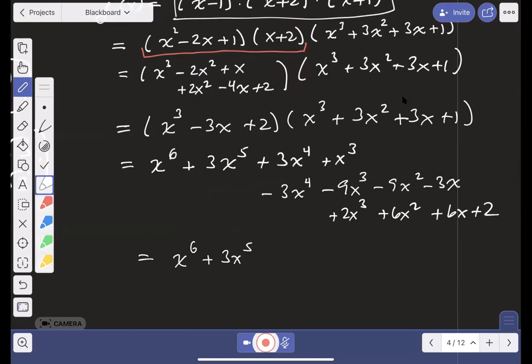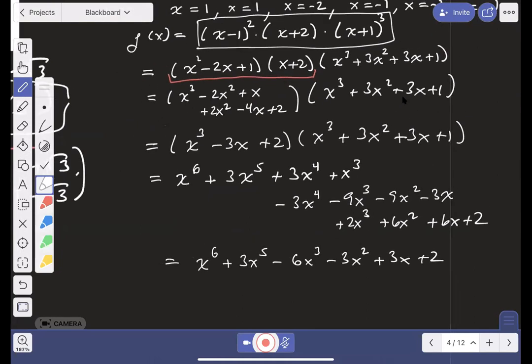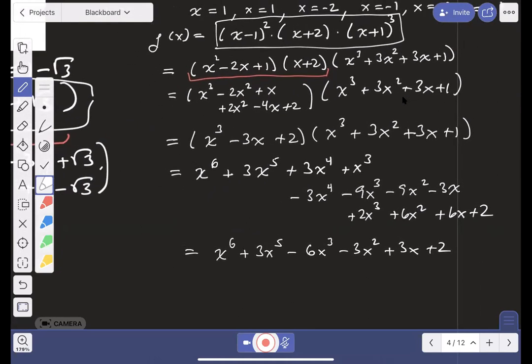That disappears. Then you get, minus 6x cubed minus 3x squared plus 3x plus 2. But I want to point out, they wanted a leading coefficient of minus 2. So what I got to do, I got to take this thing f of x and multiply it by minus 2.